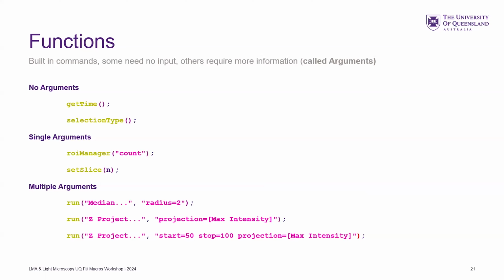You might also want to catch that says, if the ROI manager count is equal to 0, don't go and start looking for ROIs because there are no ROIs. So that's a use case for that.